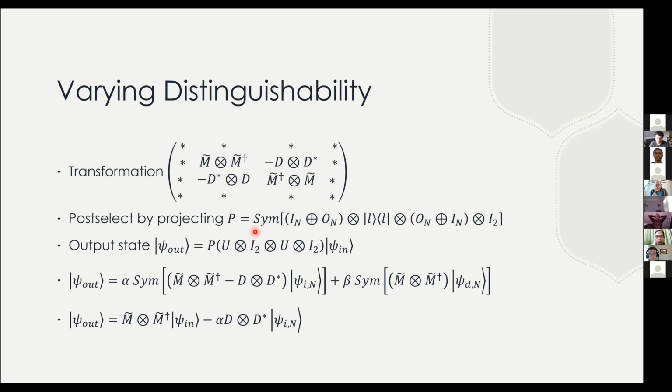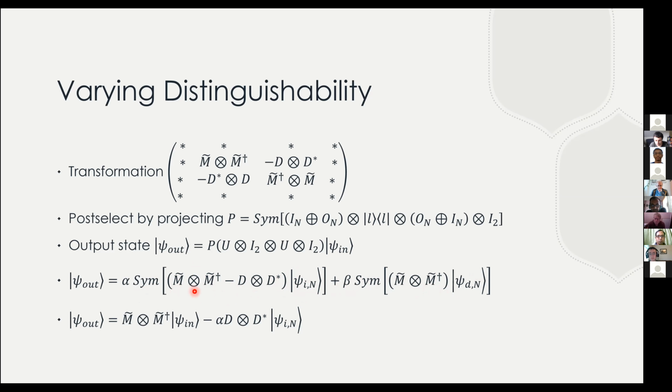And that's described by this projector, which is essentially you detect one photon in the forward system, and that photon has some label mode L, and you post-select on the second photon being output of the reverse system, and it doesn't matter what label mode it has. And then from that, you get the output state: alpha times the symmetric state of the initial full unitary, M tensor M dagger minus D tensor D star, times the indistinguishable state, plus beta times the symmetric part of M tensor M dagger times the distinguishable state.